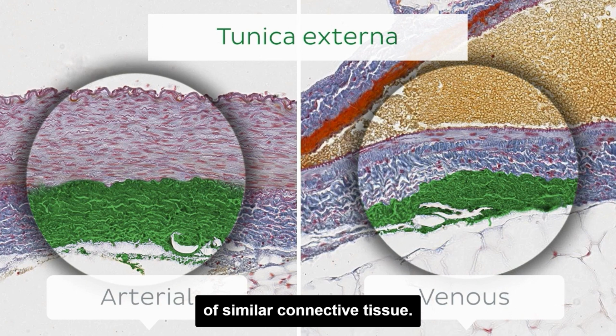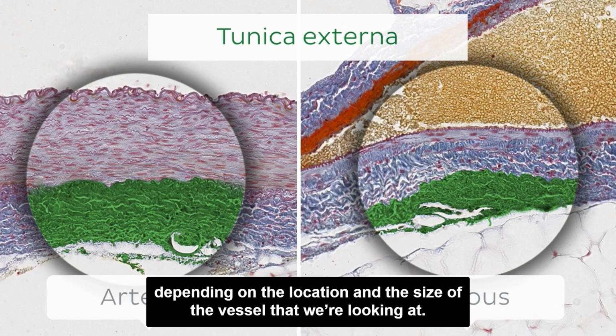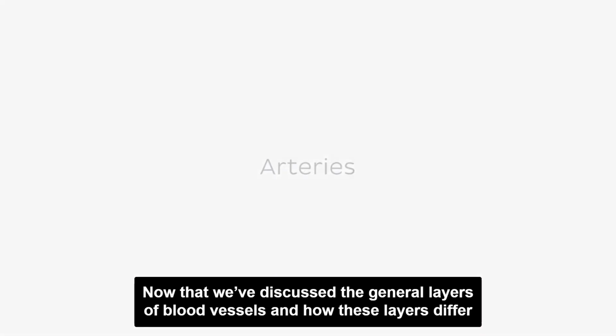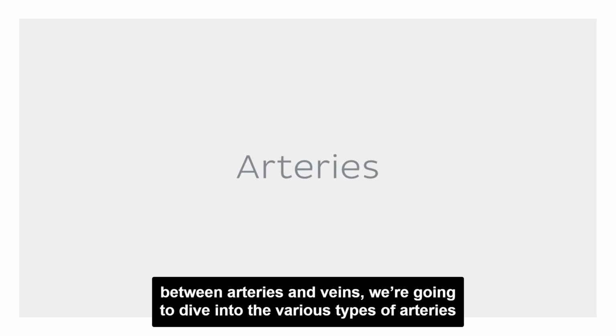similar connective tissue. The thickness of the tunica externa in both arterial and venous structures varies depending on the location and the size of the vessel that we're looking at. You cannot distinguish an artery or vein by just looking at the tunica externa. Now that we've discussed the general layers of blood vessels and how these layers differ between arteries and veins, we're going to dive into the various types of arteries and veins.